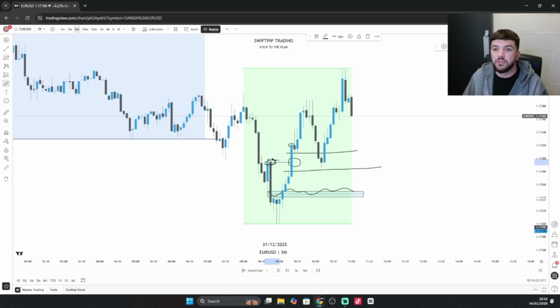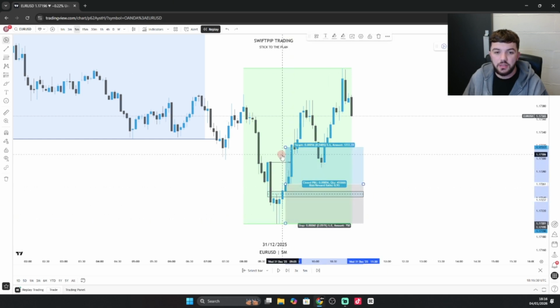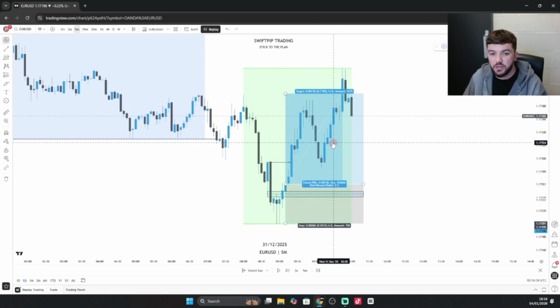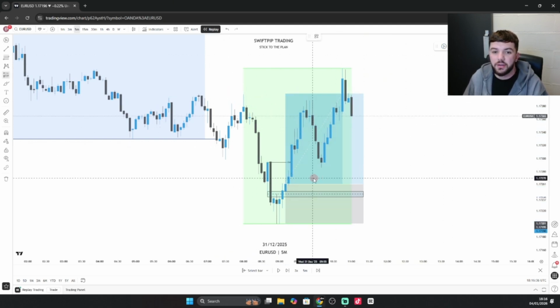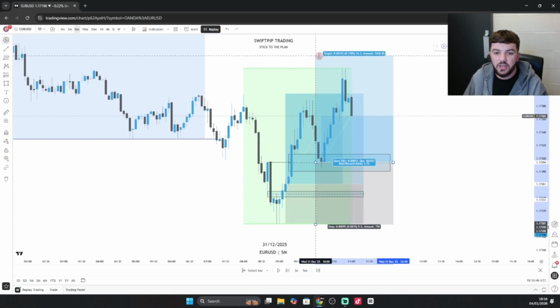So your entry could have either been, let me get rid of these. So your entry could have either been at the inverse, just here. And then we would have targeted our 1 to 2 up here, or the recent swing high. Or we could have had an order set in this fair value gap just here, which caused the change in state of delivery, 50%, stops at the low, and then we could target that 1 to 2. Where is it? There we are.